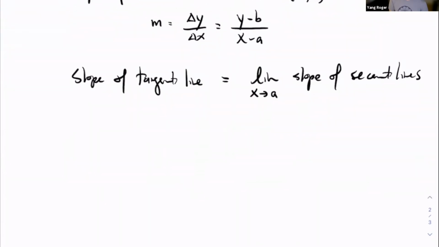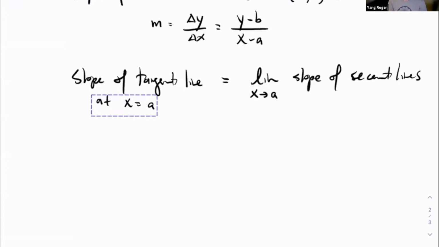Okay. Now, if you had watched the video, what you would have learned is when we talk about slope of a tangent line, we have to talk about the slope of a tangent line at a point. So we could say this is at x equal to a. We're really going to look at the slope of a tangent line of f of x at this point, x equal to a.